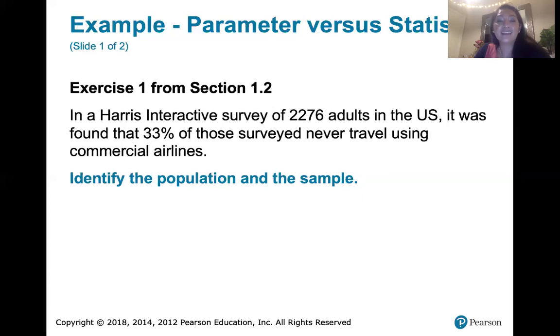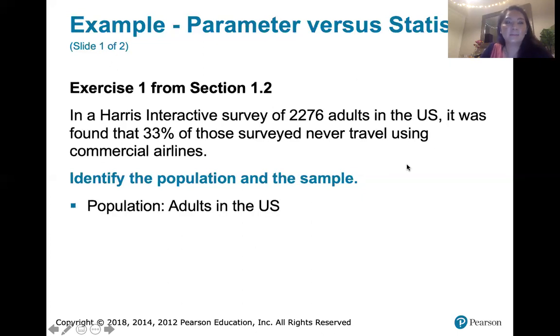So I would think, since they mentioned that we're looking at a group of adults in the US, that based on context, the population must be the adults in the US. And then the sample, well, there are much more than 2,276 adults in the US. The sample is those 2,276 surveyed adults.